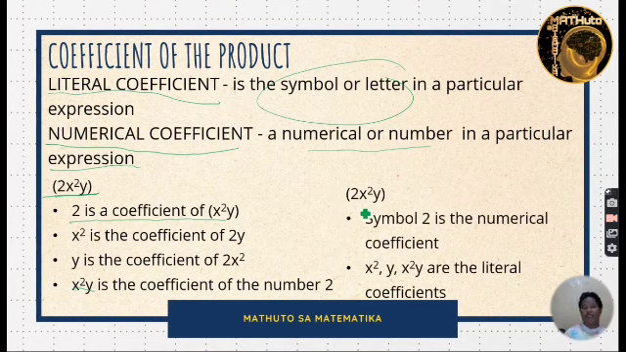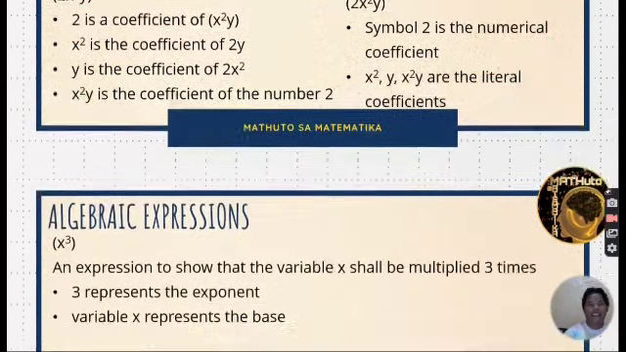So, dito po, sa 2x squared y, the 2 is called the numerical coefficient since number po or numerical value po siya. Then, x squared y is referred to as the literal coefficient of the term po or the polynomial expression or algebraic expression po. Naintindihan po? Okay, so let's proceed.